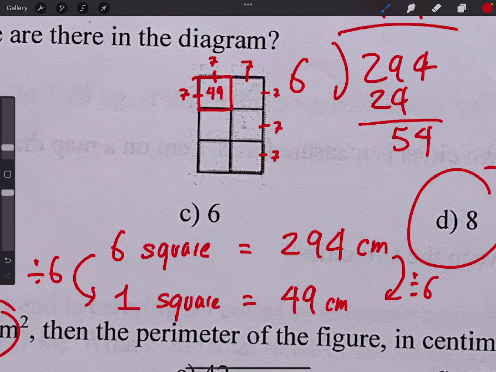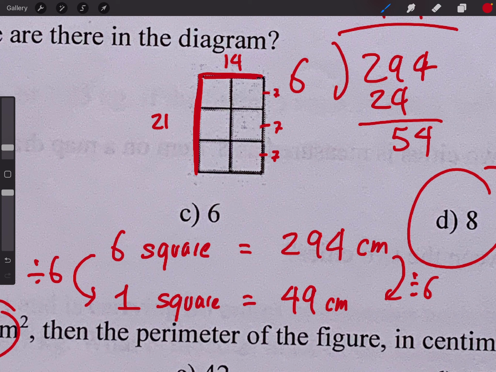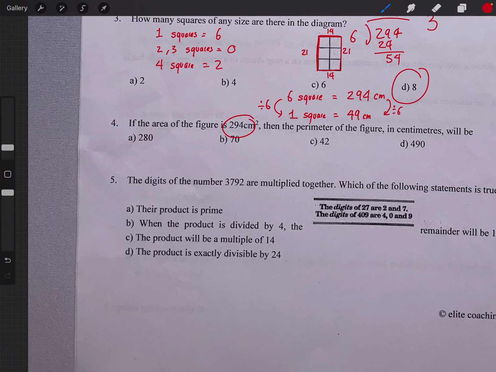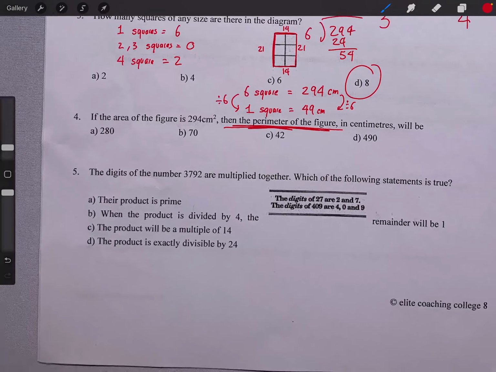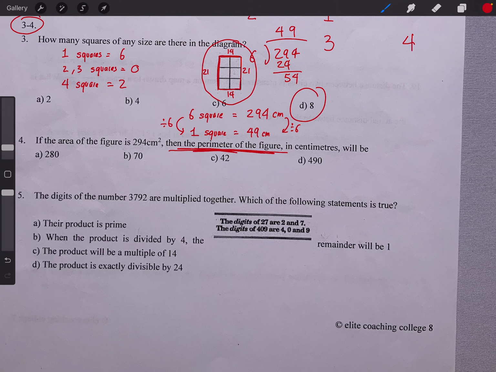So that means that the length of the entire thing, this whole length here, will be 7 plus 7 plus 7, that gives you 21. And here it will be 7 plus 7, that's 14. So there is the length and width of this rectangle: 21, 14, 21, 14. And it wants you to find the perimeter of the figure. You can work it out, okay? Add all those numbers together and you get the answer.